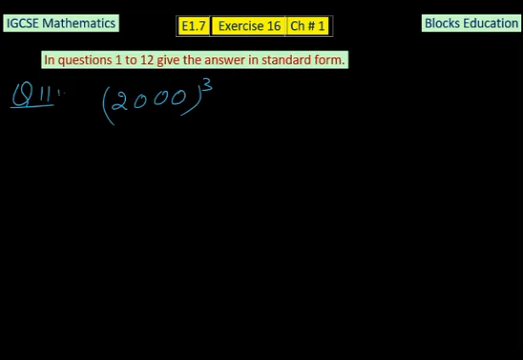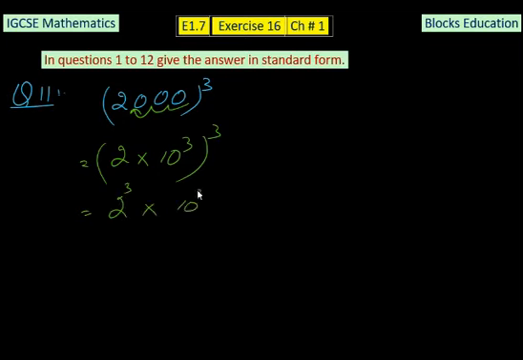In question number 11, it is 2000 raised to power 3. Let's write it in the standard form. The decimal is here, so you have to move 1, 2, 3 places towards the left. So it will be 2 into 10 raised to power 3, and we got the whole power as 3. So it means that they will share each power of 3 to 2 and 10, then 10 raised to power 3 raised to power 3. We just split the power.